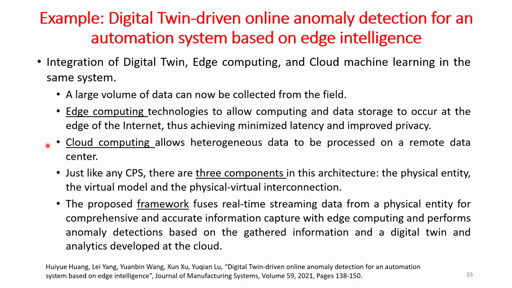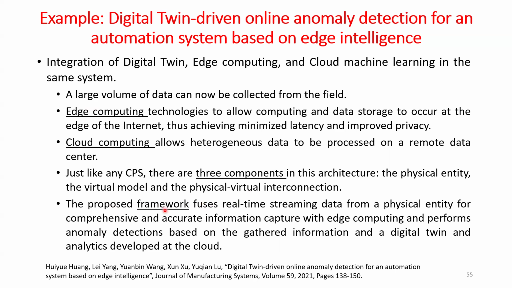Meanwhile, cloud computing offers flexibility to process more complex analytics and storage using centralized infrastructure. This combination supports a distributed yet coordinated system. So just like the cyber-physical system, this architecture has three core components. These three core components include the physical entity, such as a machine, the virtual model, which is like a digital twin, and the interconnection that synchronizes both.